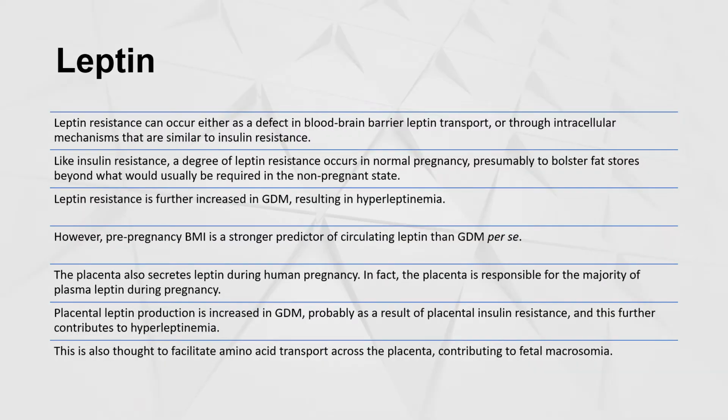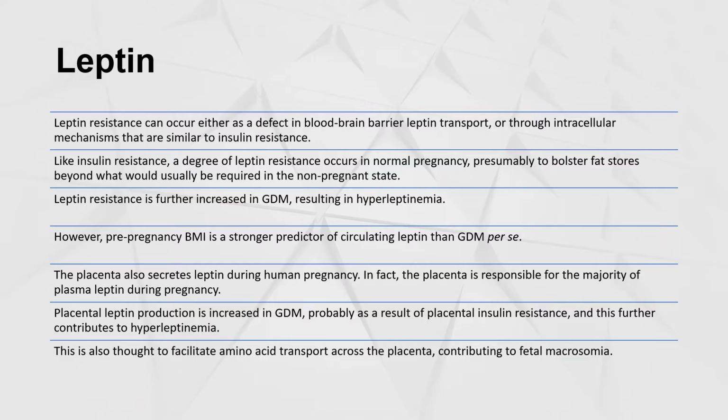Leptin resistance can occur either as a defect in blood-brain barrier leptin transport or through intracellular mechanisms that are similar to insulin resistance. Like insulin resistance, a degree of leptin resistance occurs in normal pregnancy, presumably to bolster fat stores beyond what would usually be required in the non-pregnant state. Leptin resistance is further increased in GDM, resulting in hyperleptinemia.